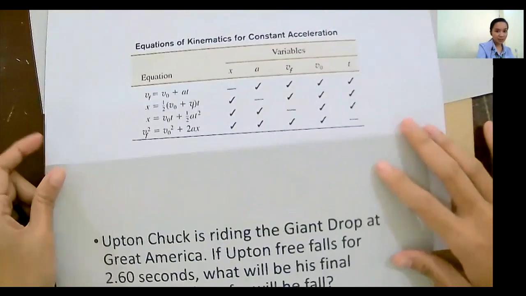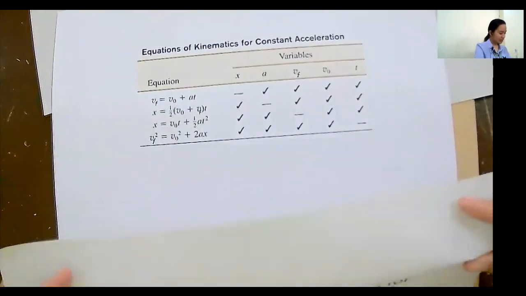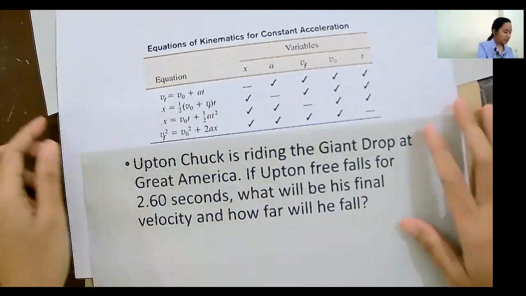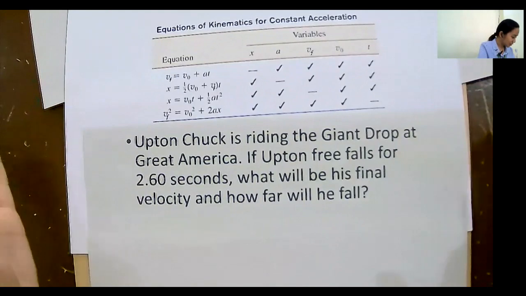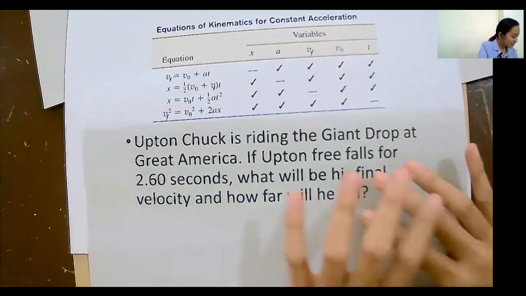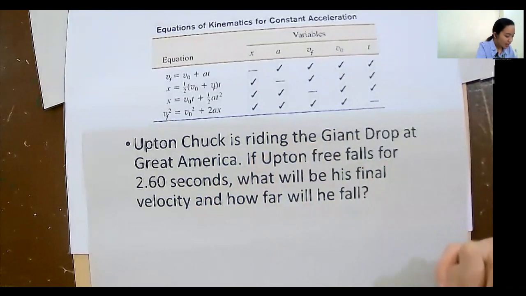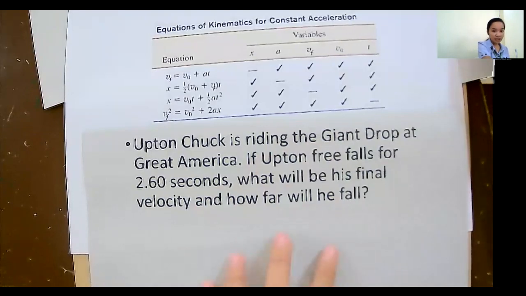So I have here a problem. Let's say we have this first problem. Upton Chuck, I'm sorry, I don't know how to read this, is riding the giant drop at Great America. If Upton free falls for 2.6 seconds, what will be his final velocity and how far will he fall?